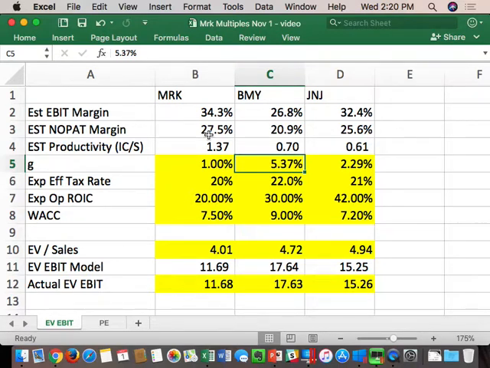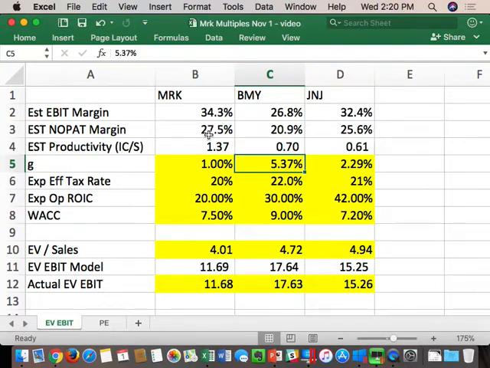EV to sales is representative of margin. That's the bias. Because here's the idea. If a company has a higher profit margin, that means the more they sell, the more cash flow they make. Because all things being equal, if I sell more stuff at a higher margin, I'll generate more cash flow than somebody selling stuff at a lower margin, and I should be willing to pay more for that because I'm buying more cash flow. That's the bias to EV to sales.